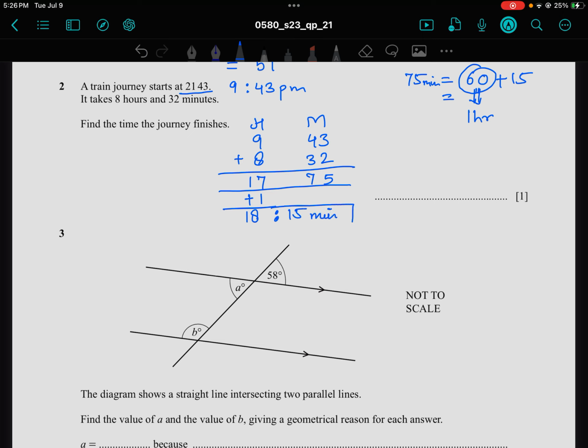Now change this time, 24-hour time, into the normal time, AM, PM time. So 18 hours 15 minutes can be written as 6:15. And the journey started 21:43, that is 9:43 p.m. So after 8 hours of journey, we will be reaching our destination at 6:15 a.m.